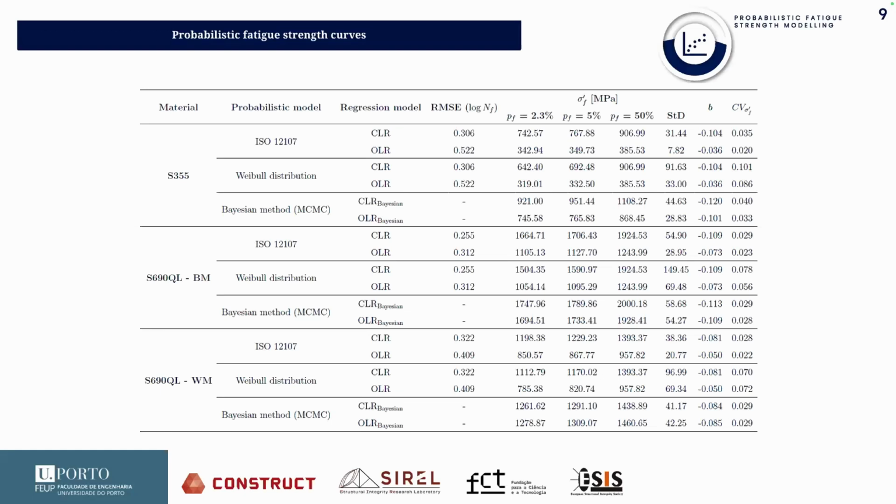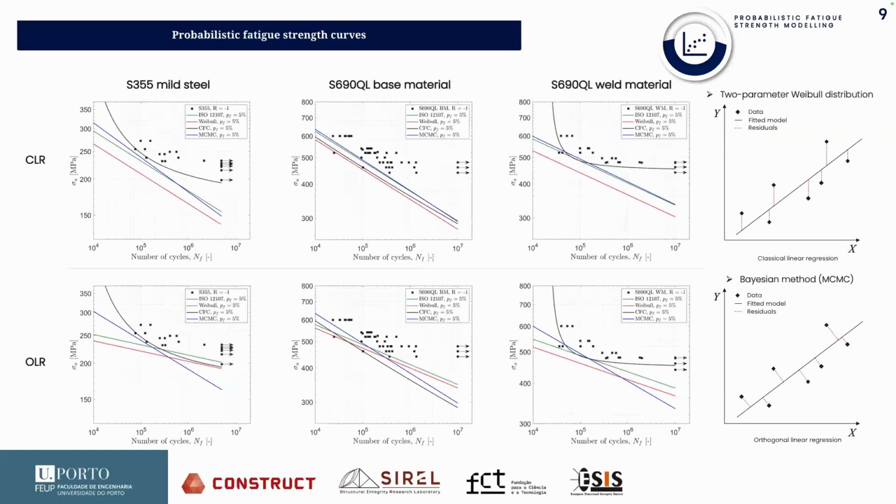We also calculated the coefficient of variation. The coefficient of variation is really useful for reliability purposes and reliability design. So moving to the curves, when we did the comparison between the curves, we found out that for the classical linear regression, the two-parameter variable distribution is the most conservative fit. And for the orthogonal linear regression, we found out that the Bayesian method was the most conservative curve, and therefore the two selected curves for these methods.